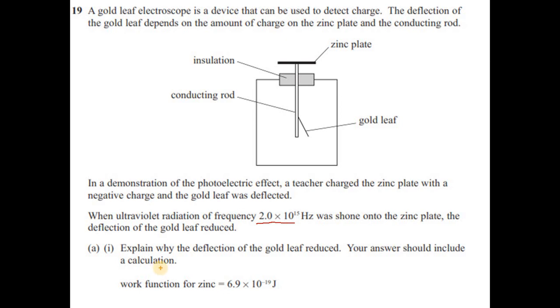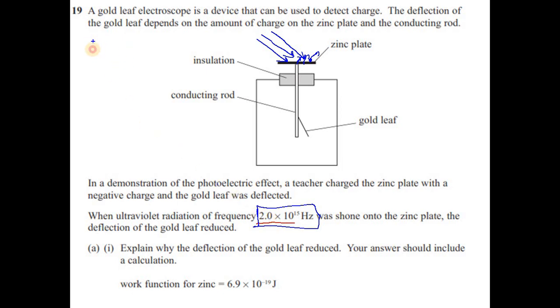So what happened when ultraviolet light hit the zinc plate? Some electrons come out from the plate, which causes the amount of charge in the conducting rod and the gold leaf to reduce. That's why the deflection reduced. So you need to calculate whether the light has sufficient energy to emit an electron or not.